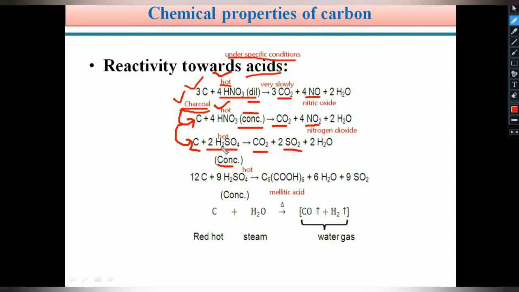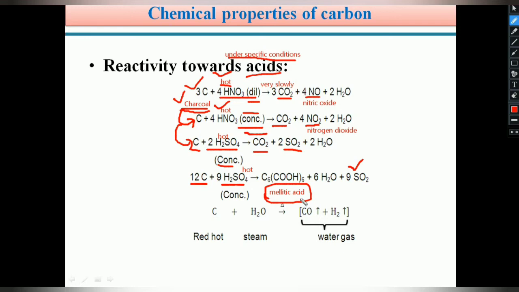Here one more important note, students: along with CO2 and SO2, a small amount of mellitic acid is formed whenever we treat the amorphous form of carbon, that is charcoal, with hot concentrated sulfuric acid.